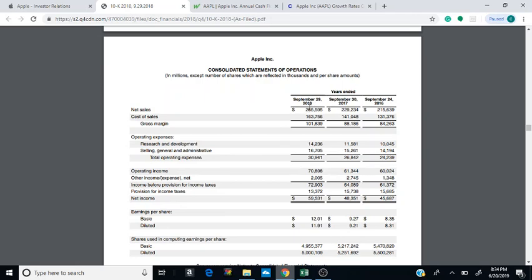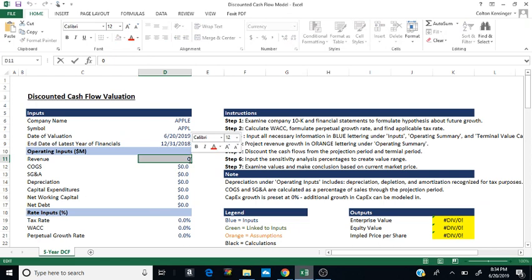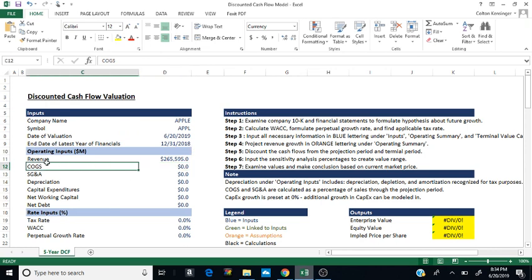And one thing to also keep in mind when putting in all of our inputs, everything is in millions, so it's actually going to be 265 billion, for example. So we'll go ahead and plug that number in. So we have 265, okay. And then COGS over here, which is cost of goods sold.